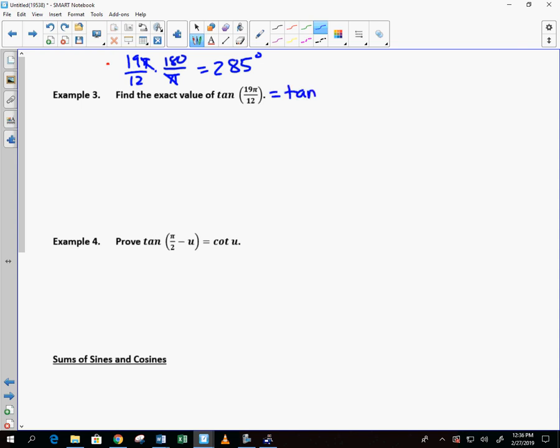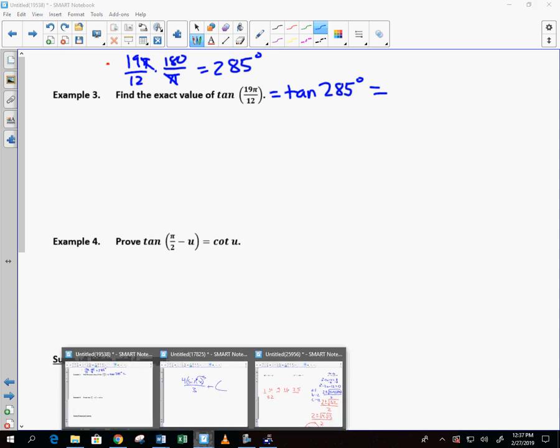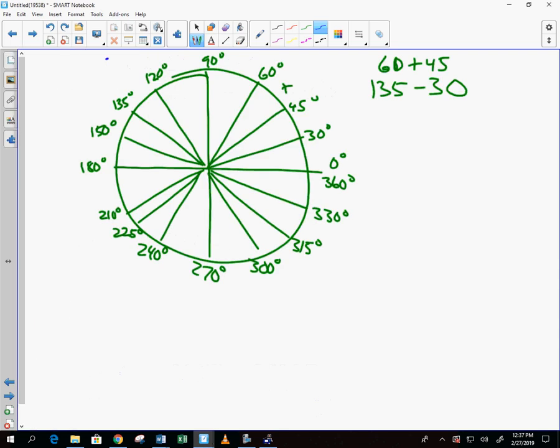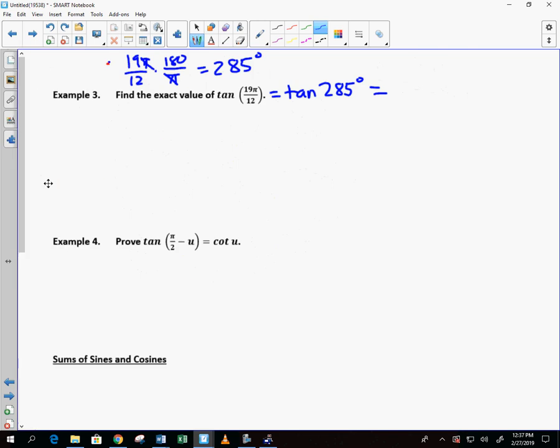So I got the tangent of 285 degrees. So what I need to do is write this as two angles that add to 285. If you check out our list right here, there are two angles that add to 285. Yeah, 240 and 45, that works out well. 225 and 60 works out well too. We'll use the 240 and the 45. That's what was brought up first.